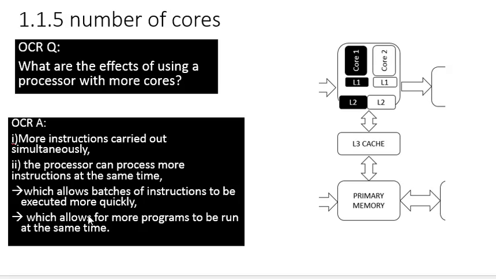or one can focus on one particular aspect of a program or another thread or whatever the case may be, which in turn allows for more programs to be run at the same time, but also allows for more processes or sub-processes within a program. For example, something called a thread, more threads to be run simultaneously.